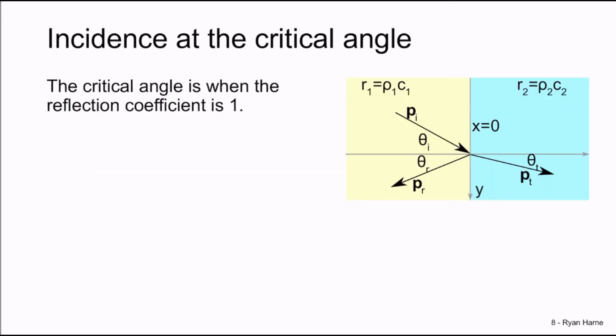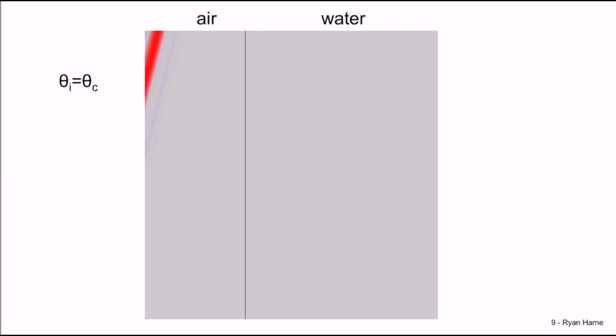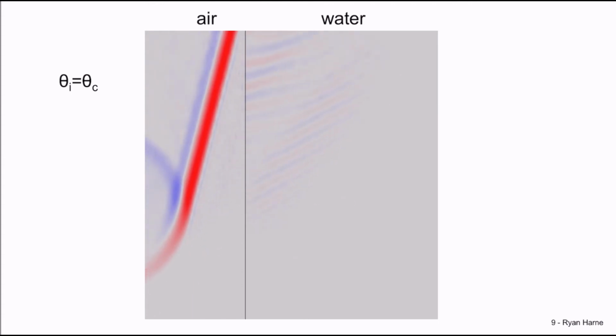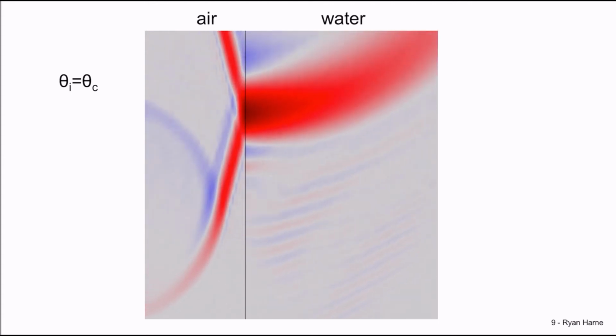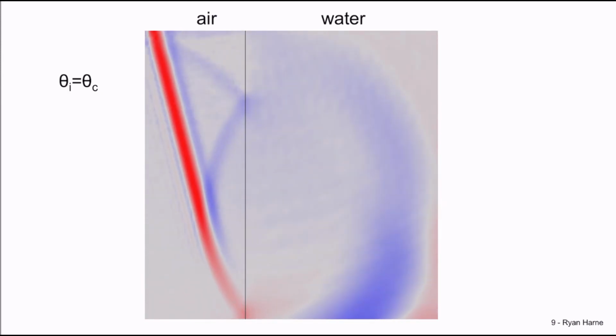We momentarily skipped over it, but theta sub c is the critical angle, and sine of the critical angle is equal to c1 over c2. It's important to recognize that when our incident angle is equal to our critical angle, there's neither transmitted pressure nor transmitted power. And we see this in this simulation of an air-to-water interface when the angle of air arrives at the critical angle. Something like a wave propagates in water, but not really if you pay attention to it.